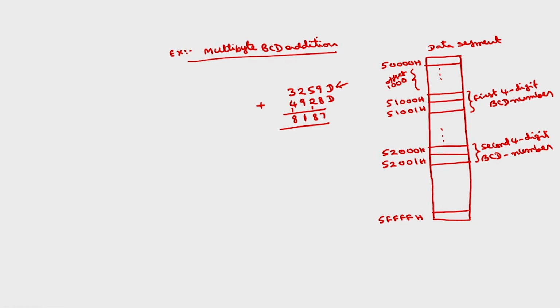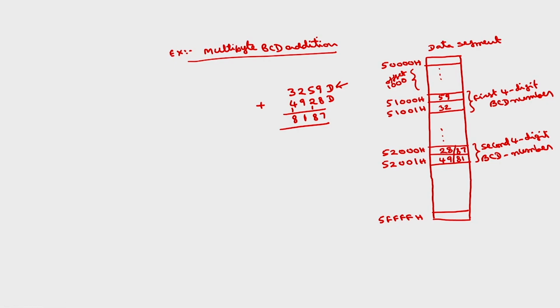If I take this example, this can be any data, so this 59 will be here, 32 will be here, 28 will be here, and 49 will be here. For the sake of simplicity, I want to store the result back into this location. After execution, I want to replace this 28 with 87 and this 49 with 81.